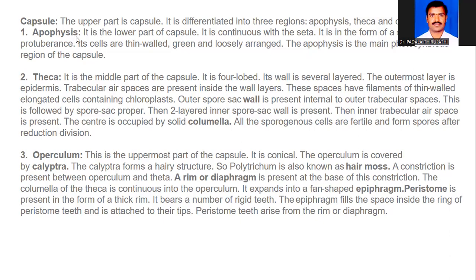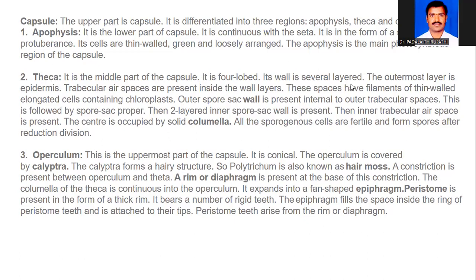Apophysis here is the main photosynthetic region of the capsule because it consists of loosely arranged parenchymatous cells which will prepare the food material. Right. Now we are moving on to the second part of the capsule, which is called the theca region. It is the middle part of the capsule.